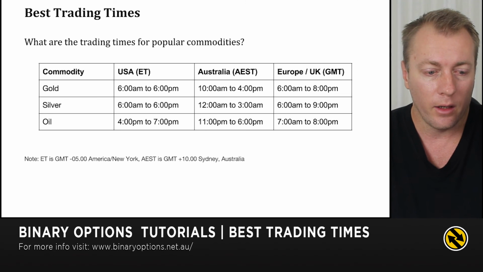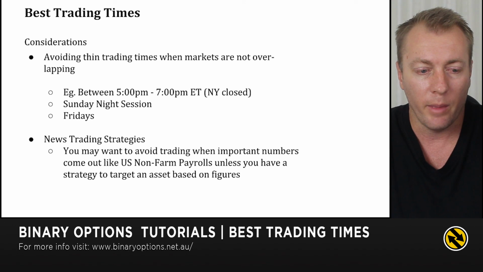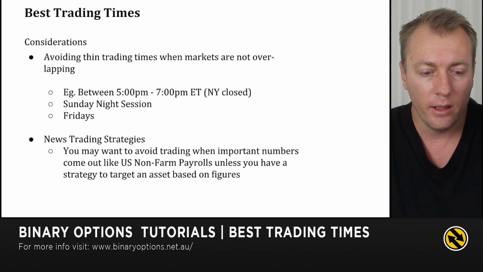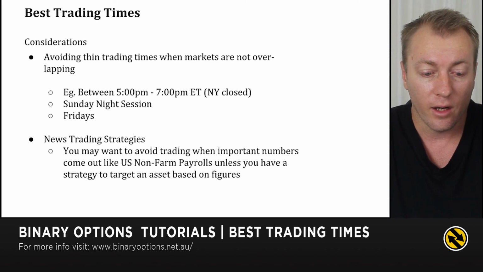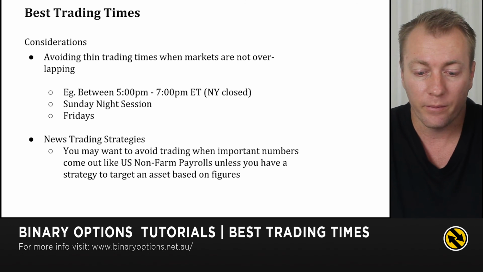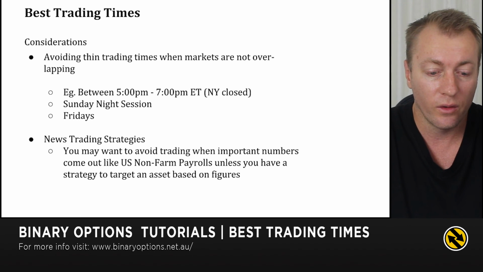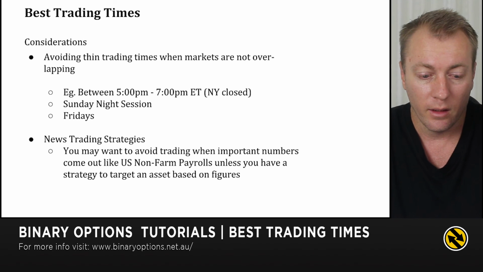Okay, so some considerations to think about when thinking about what are the best times to trade. Avoid or consider avoiding thin trading times when markets are not overlapping. So, for example, this is between, say, 5 p.m. and 7 p.m. American ET time. This is when New York is closed. This is when probably the market is at its thinnest.